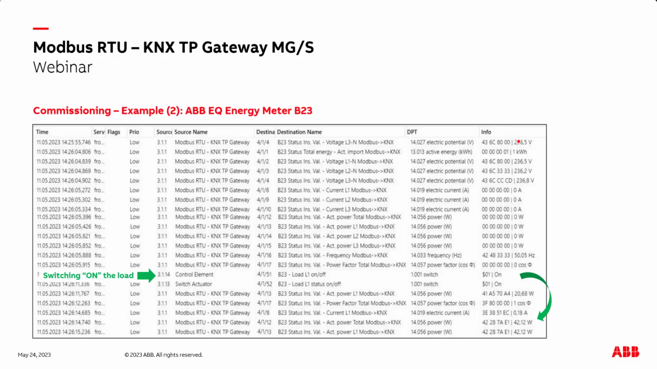For example, this is the recording of the B23 meter, a 3-phase meter. You see the active energy at the moment, and the voltage between the phases L1, L2, L3 and the neutral. No amps, no watts, no energy. At this moment I send a 1-bit command from a control element to switch on a load. The switch actuator sends the status back, and then you will see the load is on, because the total energy goes to 42 watts, and here we have the energy per phase L1, and here the total. So these are the values which come back from our Modbus meter into our KNX value.